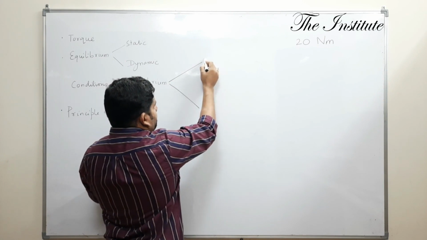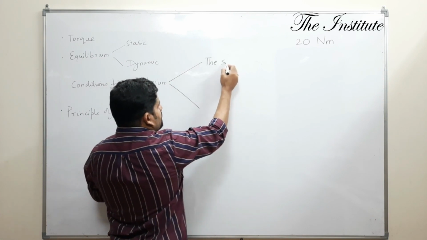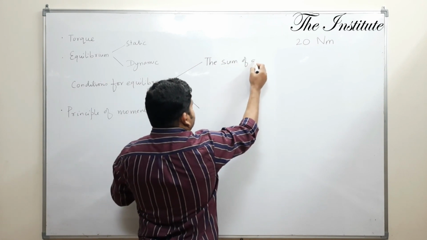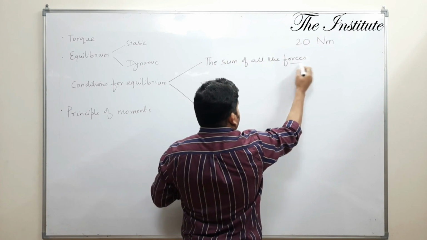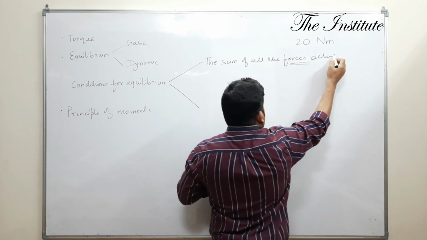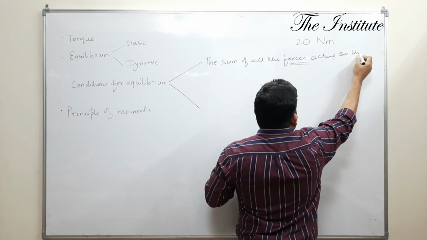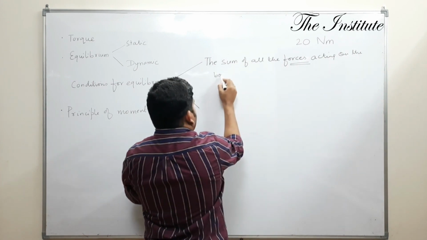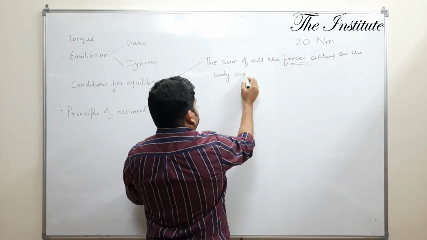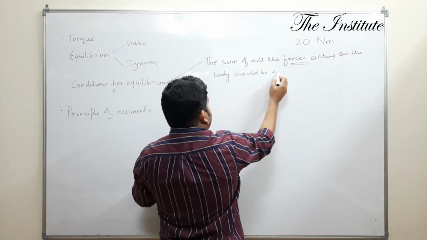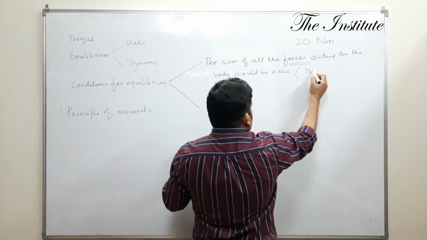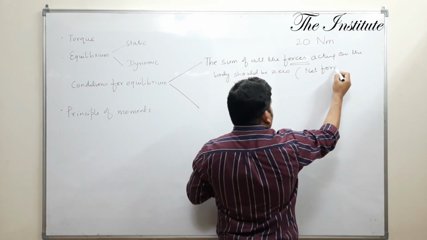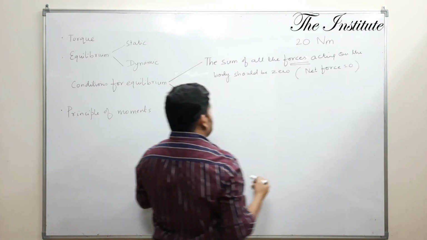First, the sum of all the forces acting on the body should be zero. In simple language, net force on the body should be zero.